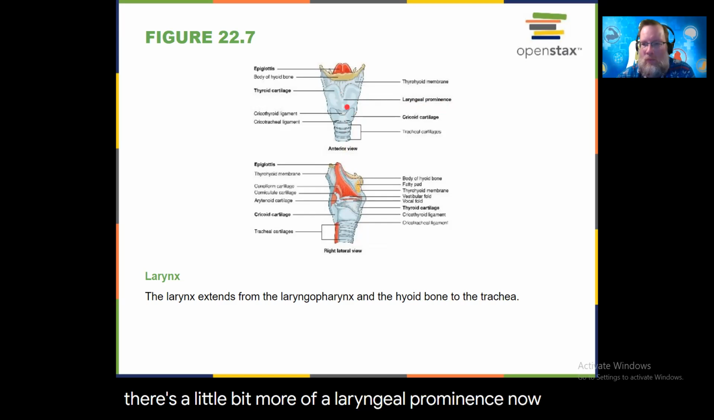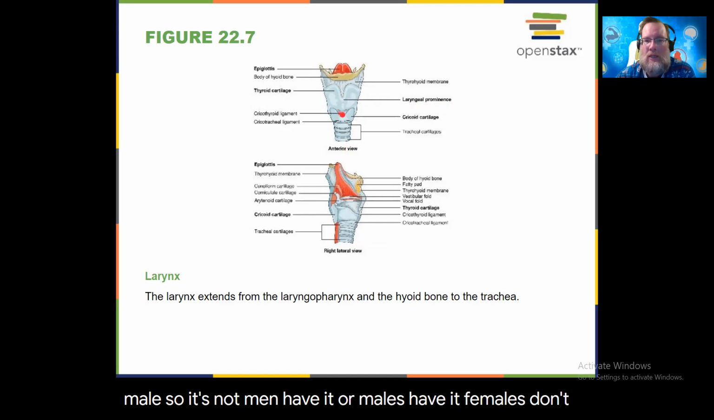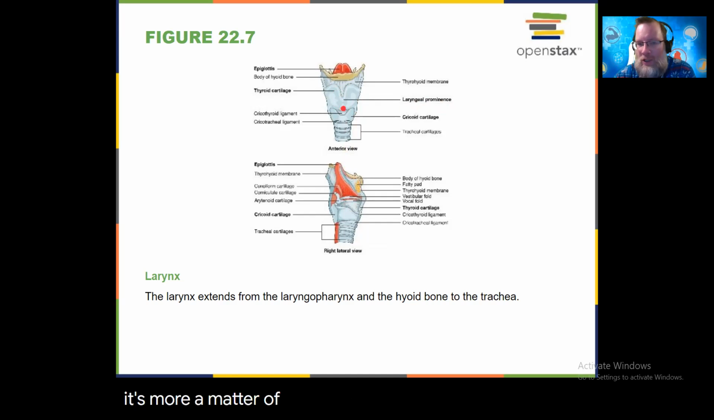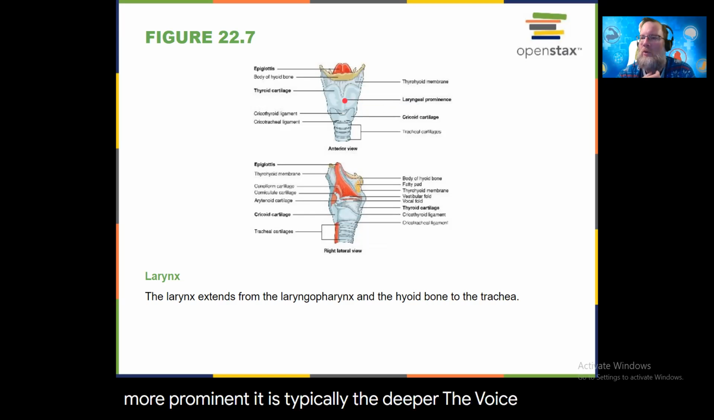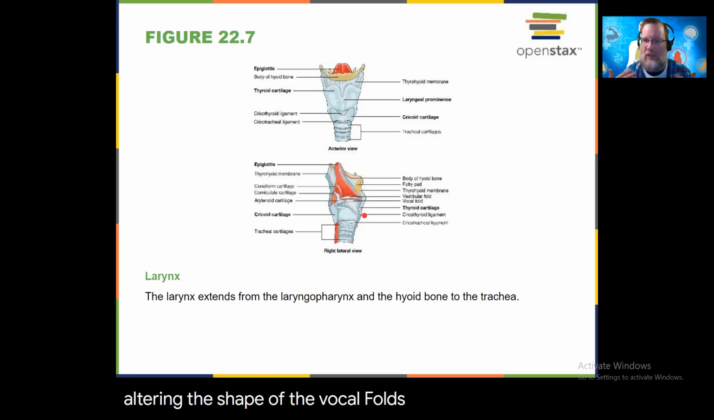Now, females have it too. It's just more pronounced typically on a male. So it's not that men have it, or males have it, females don't. It's more a matter of how much of it, how prominent is it? The more prominent it is, typically, the deeper the voice, because the more prominent it is, it's actually going to be pulling and altering the shape of the vocal folds, and thus leading to a different vibration, thus creating a different tone, a deeper tone or pitch.